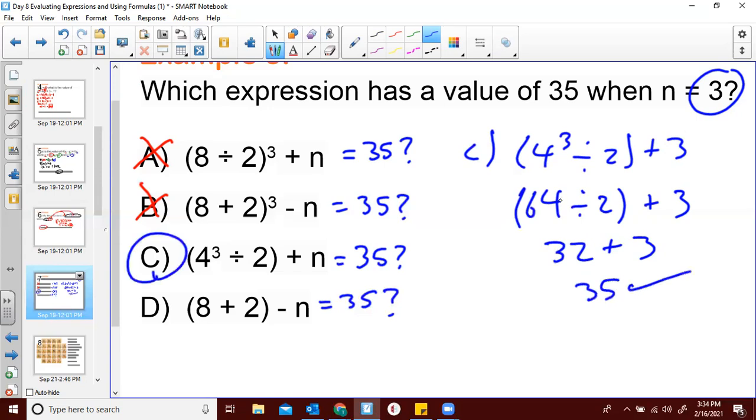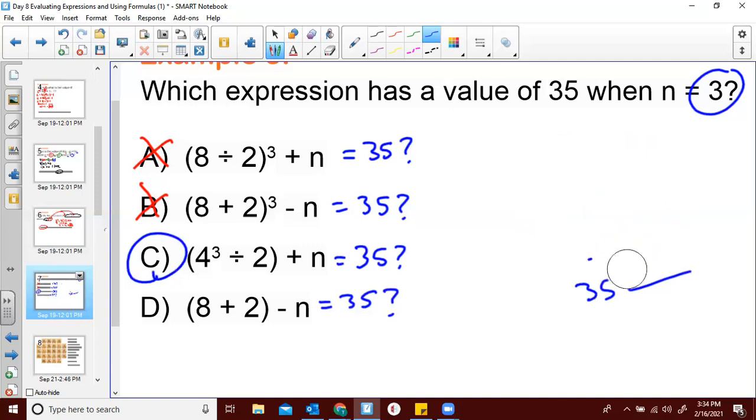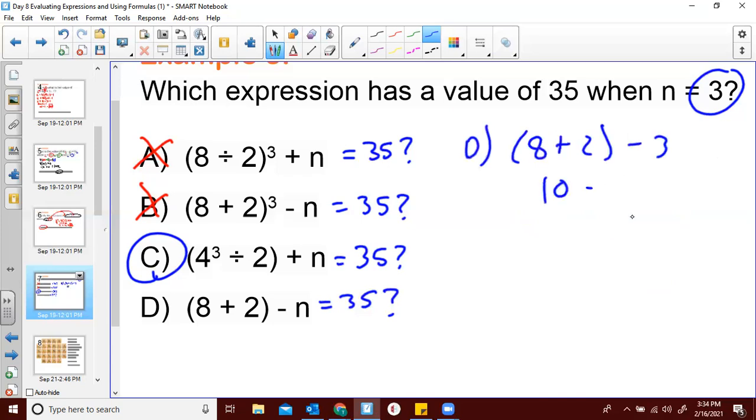So C's looking good. But because I'm a good math student, I'm going to go ahead and try D as well. And D is probably the easiest. 8 plus 2 in our parentheses is 10, minus 3 is just going to be 7. And we can see that D is not going to be the correct answer. So C was correct.